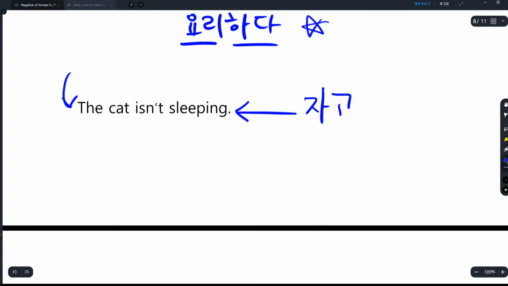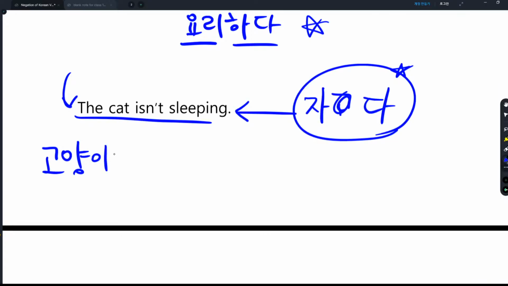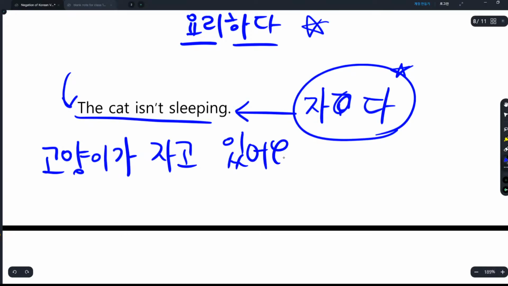So to sleep is 자다. And by using this verb, can you guys try translating the cat isn't sleeping? So if you want to say the cat is sleeping, 고양이가 자고 있어요, right? That's pretty simple. You can just combine the stem with 고 있어요. But if you want to negate it, it's not 고 없어요, right? Instead, the first way to negate it would be 자고 있지 않아요.